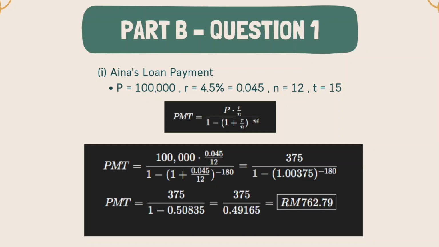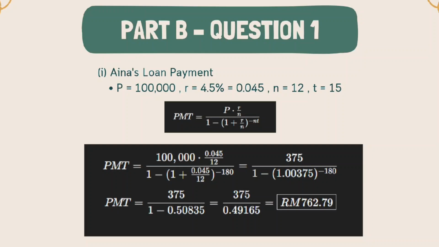Okay, madam, for part B, question 1, for Aina's loan payment, the principal is 100,000 ringgit, the rate is 4.5%, which is equivalent to 0.045, n is 12 because it is compounded monthly, and the time is 5 years. So the formula we use here is PMT equals P times (r per n) divided by 1 minus (1 plus r per n) to the power of negative nt. We insert the information into the formula and use the calculator.